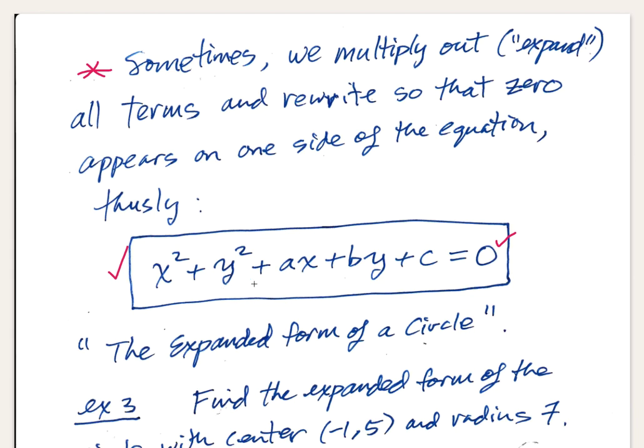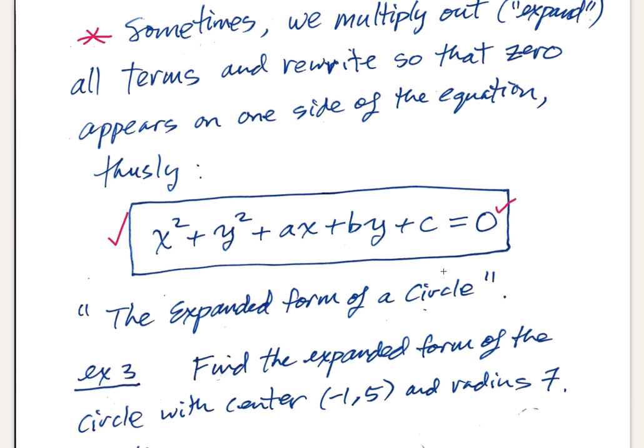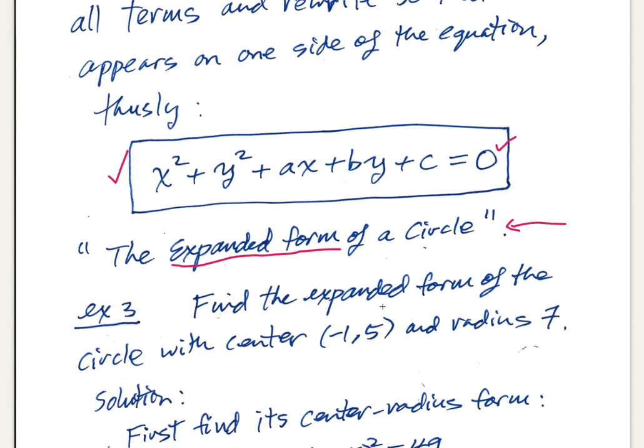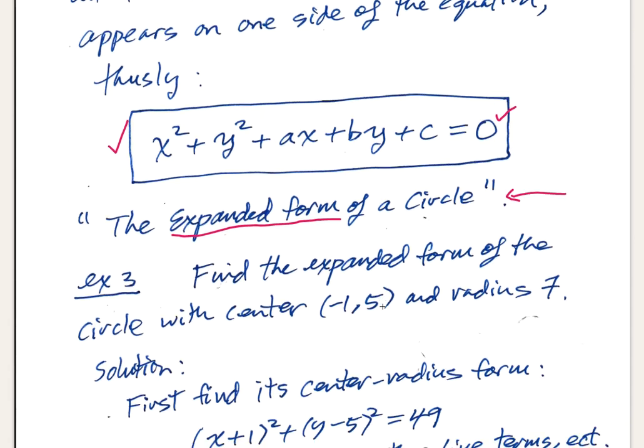x squared plus y squared plus ax plus by plus c equals 0. Okay, so a, b, and c are going to be constants here. This is what I like to call the expanded form of a circle. Again, your book might use a slightly different terminology, but I like the expanded form because I think it's more descriptive here. Now, find the expanded form of the circle with center (-1, 5) and radius 7. This is exactly the same circle we considered in the previous example too.